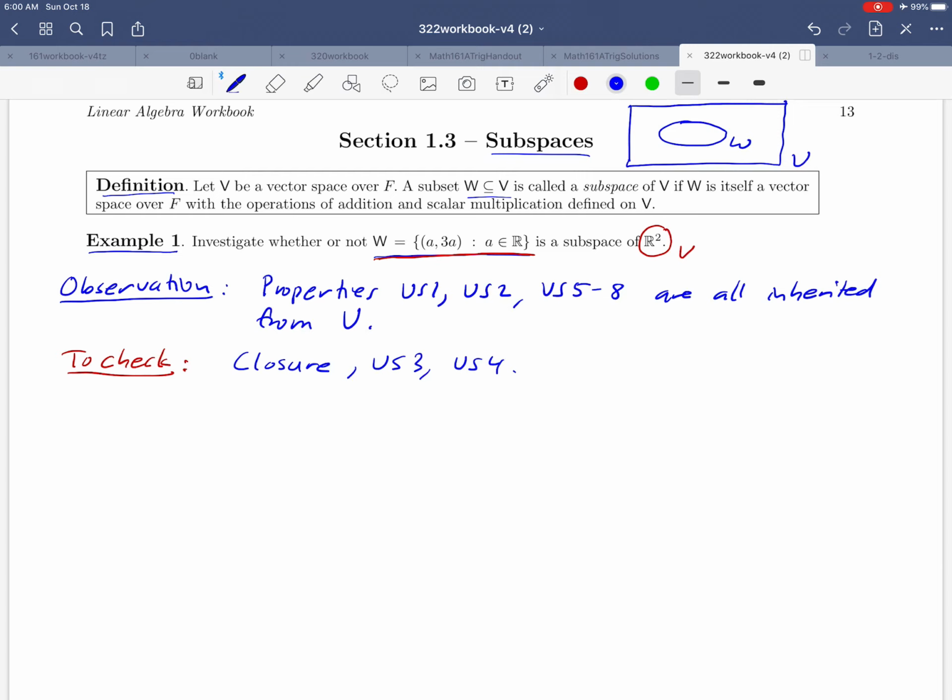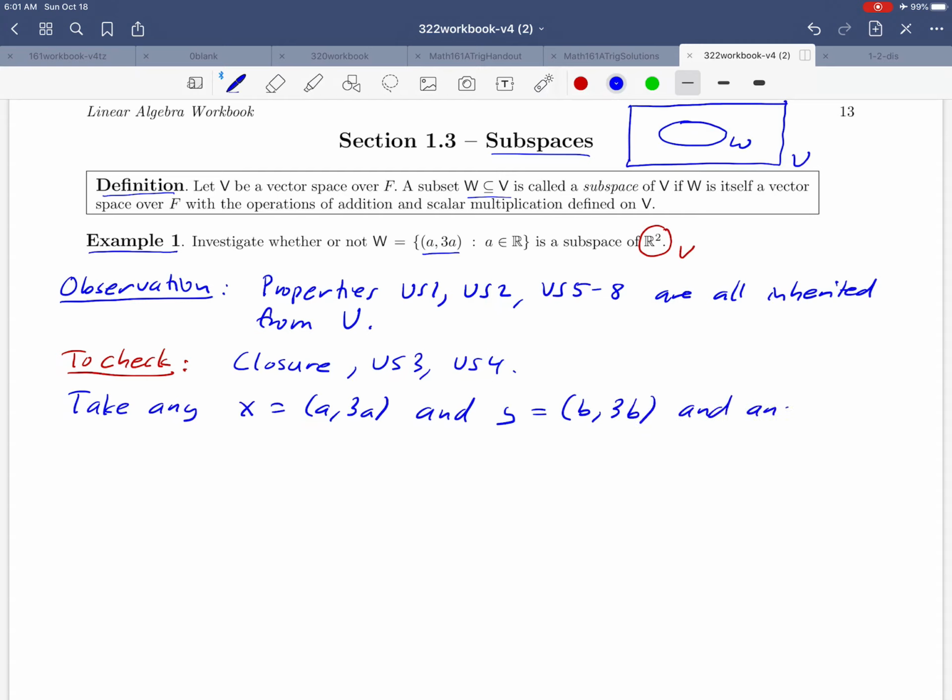All right, and let's start with closure. So we need to take two vectors that are in our vector space. So take any x and y. Here let's remind ourselves what our vector space looks like. To be in W, our vector has to have the form (a, 3a). In other words, the second component has to be 3 times the first component. So we'll take two arbitrary vectors that have that form, x equals (a, 3a) and y equals (b, 3b).